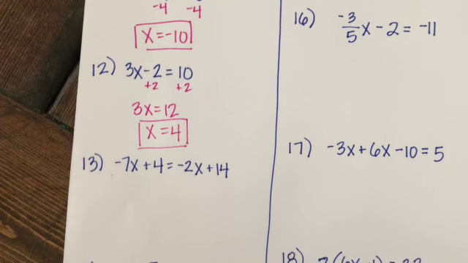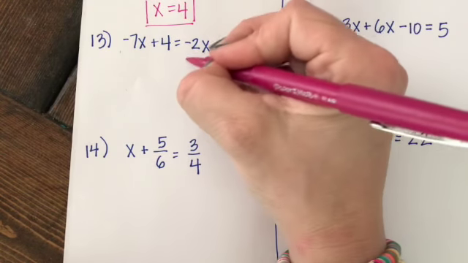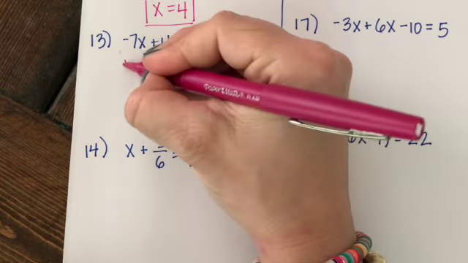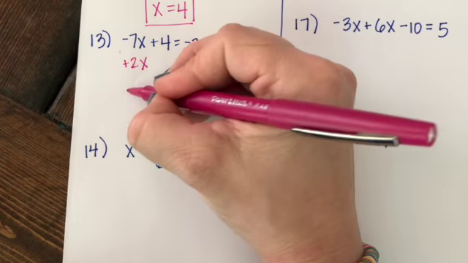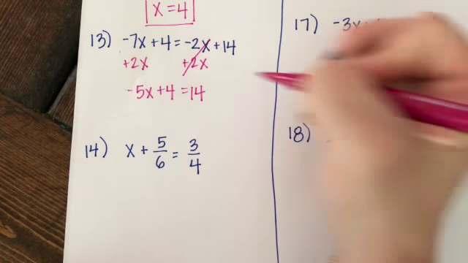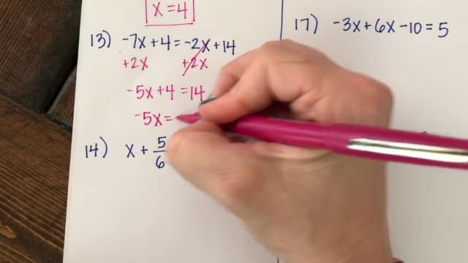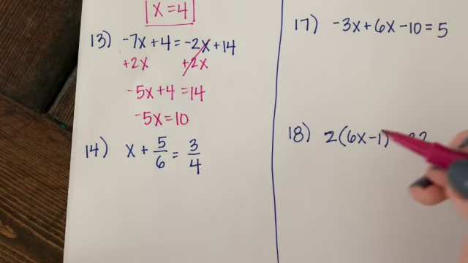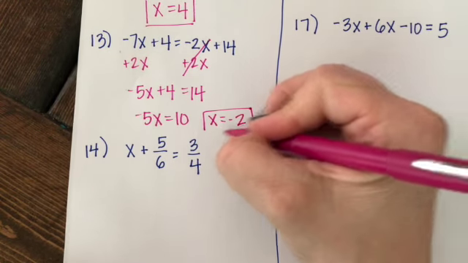And then on 13, variables are on both sides of the equal sign. I do not want variables over here. So I'm going to add 2x. The reason I'm adding is because this was a negative. So now I have negative 5x plus 4 equals 14. I'm going to subtract 4 from both sides. Negative 5x is 10. And then divide by negative 5 to get x is negative 2.